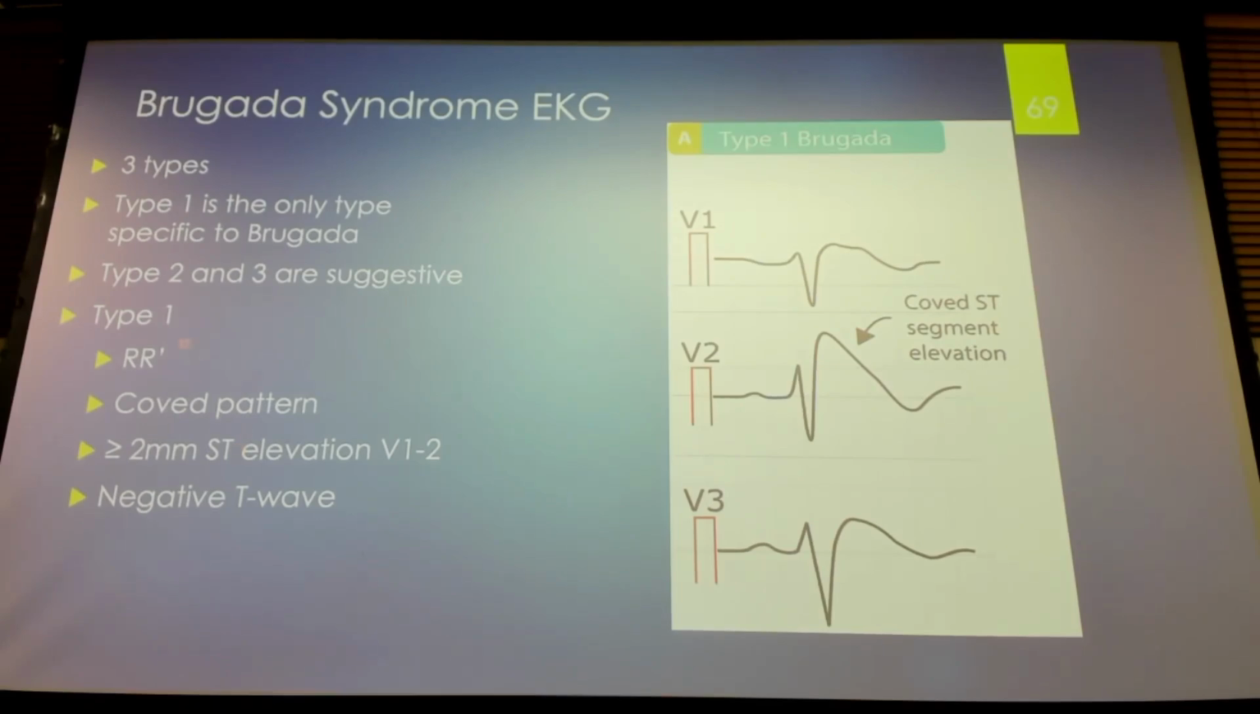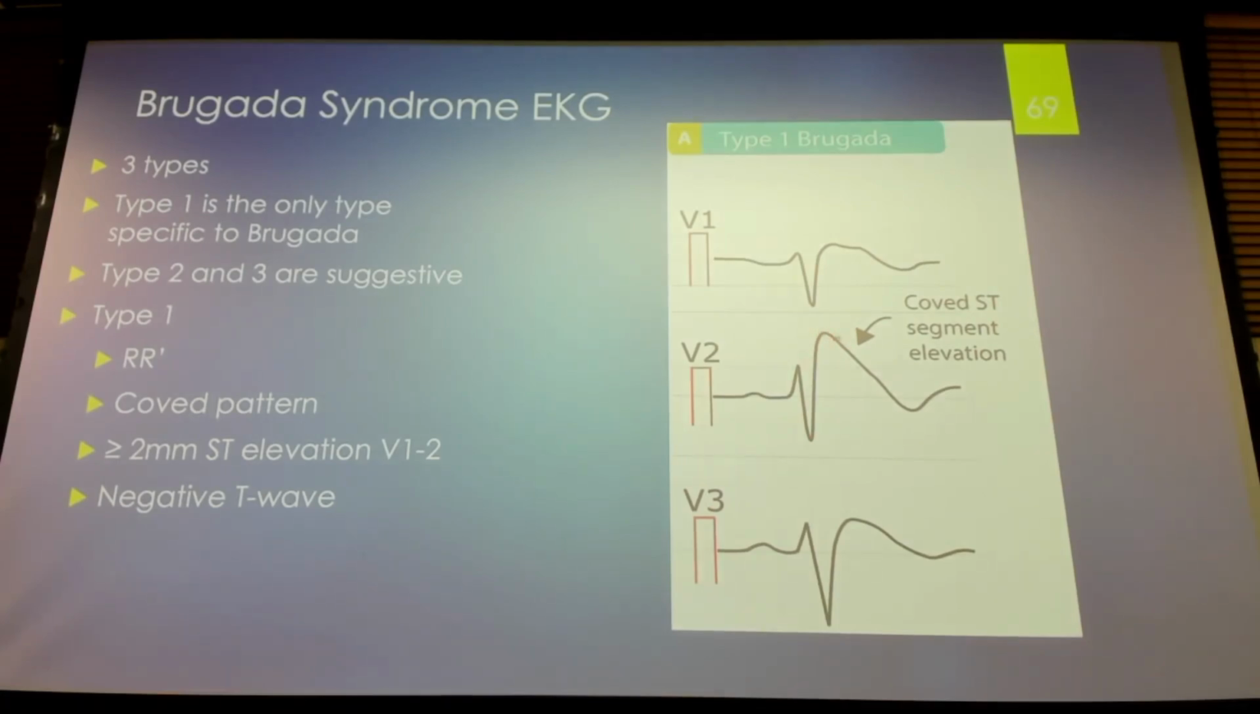So in type 1, we're looking for what we call an RR prime. Anytime you see an RR prime, that's indicative of right bundle branch block. That means we have an R wave, we come down below baseline, we come back up above baseline. We have an R wave, we come down below baseline, we come back up above baseline. And that is your RR prime. You're going to have ST segment elevation. So you know we should be way down here at this baseline, right? Our R wave takes us all the way back up here, our S wave comes all the way back up here, second R.